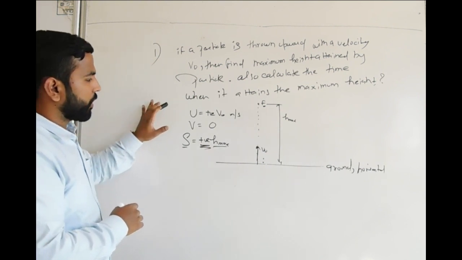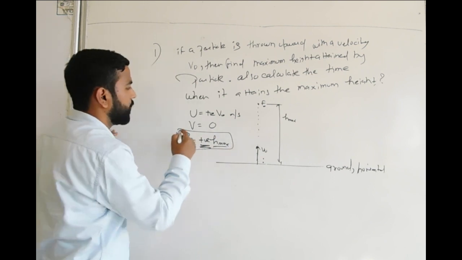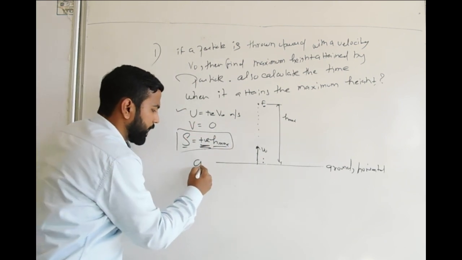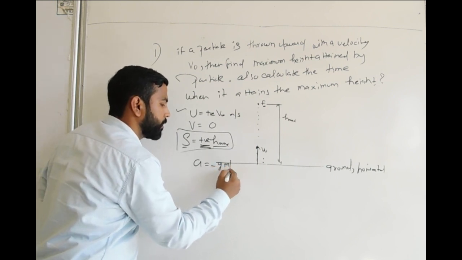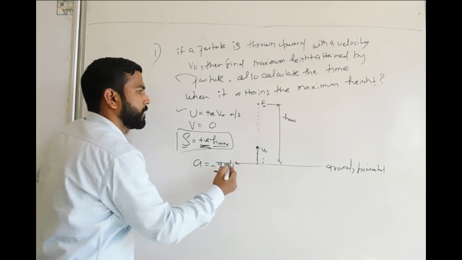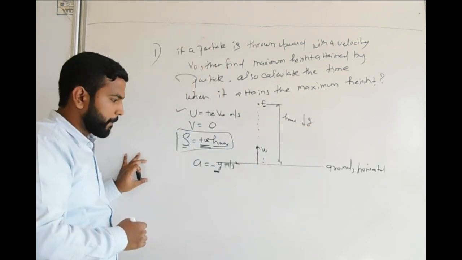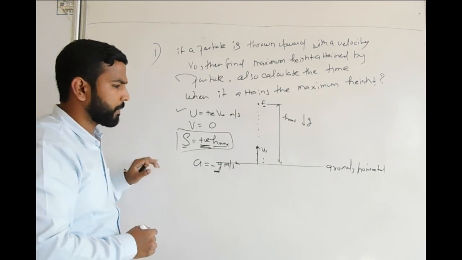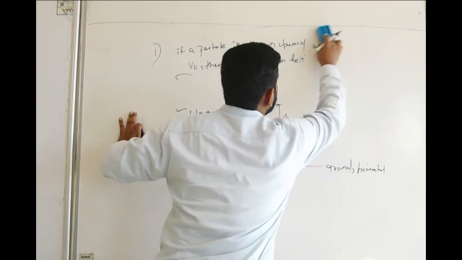Now our question is how much maximum height is possible with the initial velocity v naught. I think we do have the idea of the acceleration of the particle. It is minus g meter per second squared. Why is it negative? Because gravity is acting in the downward direction. So we will apply an equation of motion and try to get the answer.